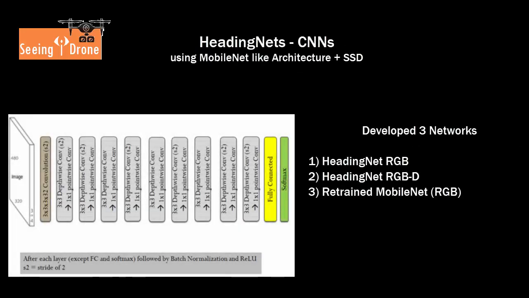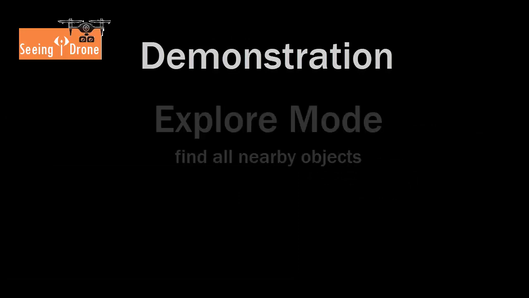We've developed a convolutional neural network based on MobileNet that uses separable depth-wise convolution, which is more suited to running on a mobile device. We've modified it in a number of ways, including allowing for RGBD, as well as changing things like stride. So let's look at a demonstration.